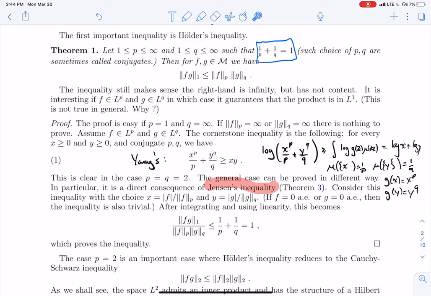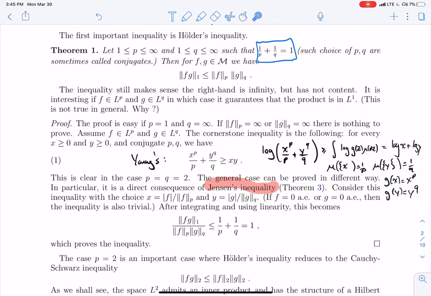Well, look, this is just a function on 2 points, and I take the measure which is 1 over p on x and 1 over q on y, and I take the function which is x^p on x and y^q on y. Okay? So that's a probability space that has only 2 points, and the measure is 1, because 1 over p plus 1 over q is equal to 1. Therefore, I can apply Jensen's inequality, and it goes this way because the log is concave.